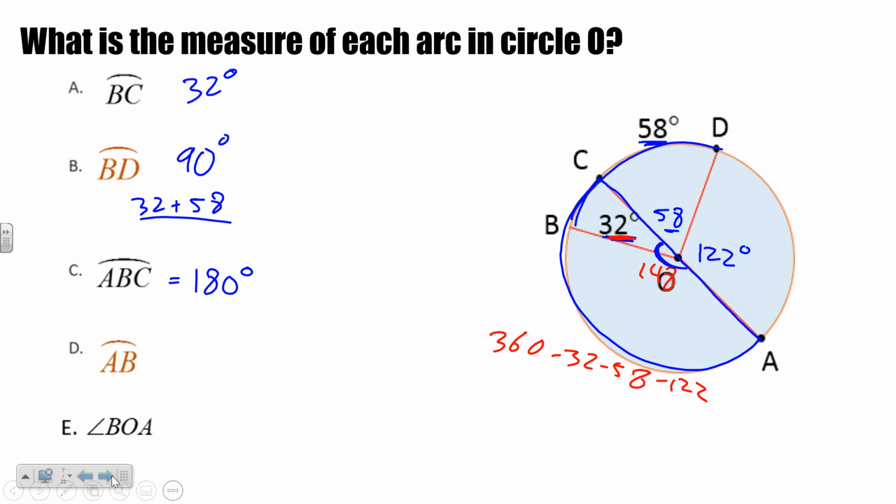AB is this one right here. AB is 148. And this last one, angle BOA, well, BOA is this angle right here. That's the same angle we just talked about, 148. So even if they ask for the angle, don't make it harder than it is. Just make sure that's what you're looking for. Make sure you're looking at the right angle. Remember, when you're looking at an angle, the vertex always is that middle number or middle letter.